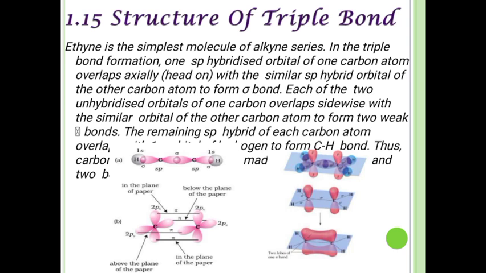We see how the structure of the triple bond will be here. Ethyne is the simplest molecule of the alkyne series. In the triple bond formation, the sp hybridized orbitals of one carbon atom overlap axially, that is head on, to form a sigma bond, and two p orbitals overlap sidewise and form two pi bonds. Here you can see the carbon-carbon head-on sigma bond, and these p orbitals overlap sidewise and form pi bonds. So, two pi bonds and one sigma bond.